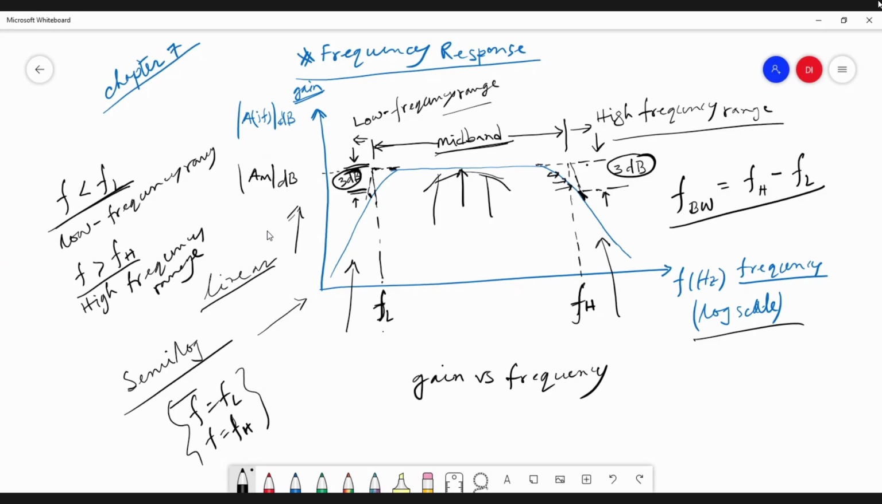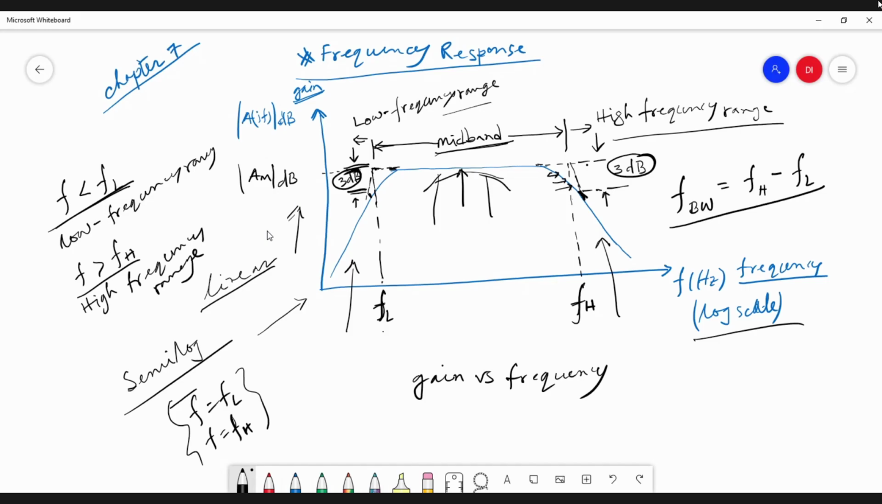On the other hand, we also assumed that the signal frequency is low enough so that the parasitic capacitor, load capacitor, or the transistor capacitor can be treated as an open circuit. So those two assumptions we will overcome here. We will not represent the capacitors by a short circuit or open circuit.